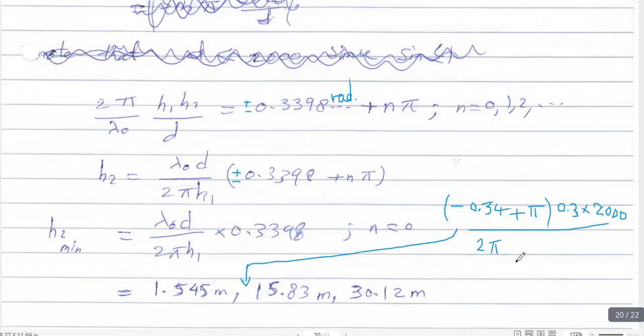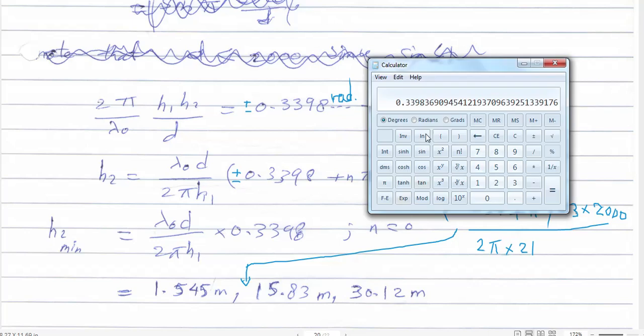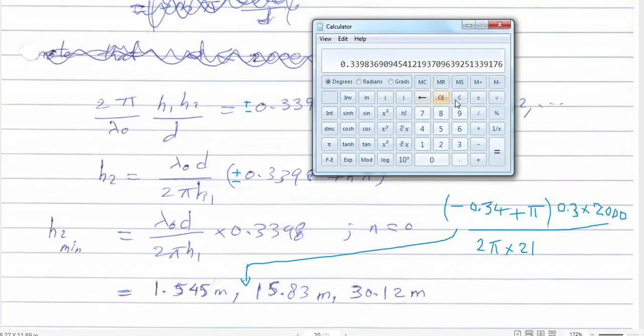Okay, times here 21 meters. Point minus 0.34 plus n is equal to 1 pi times lambda naught 0.3. Distance is 2000 meters, 2 kilometers, and 2 pi h1 is 21 meters. Using the calculator we can find this.